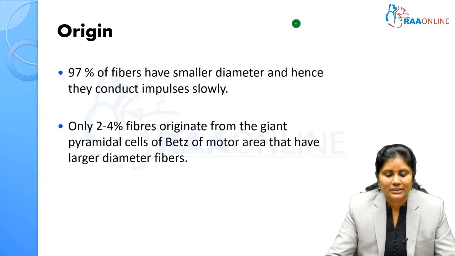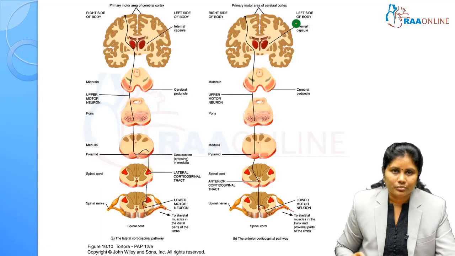97% of the fibers have a small diameter and conduct very slowly. These fibers originate from layer 4 of the motor cortex. Only 2 to 4% of the fibers originate from layer 5, where they have the giant pyramidal cells of Betz, and these have large diameters. They are rapidly conducting fibers.